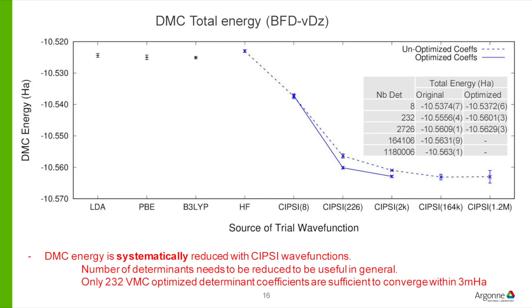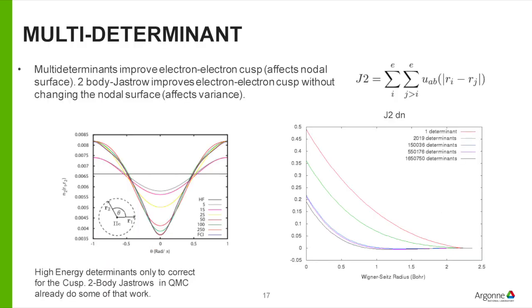The second thing is, so what are these multi-determinants? Why do we have all these determinants at the end? Why did I need 1.2 million determinants when actually my DMC could converge at 2,000? So what happens with those 1-point-something million determinants? Well, that's quite simple when you think about it. It took me time to understand it, but basically, it is the electron-electron cusp.